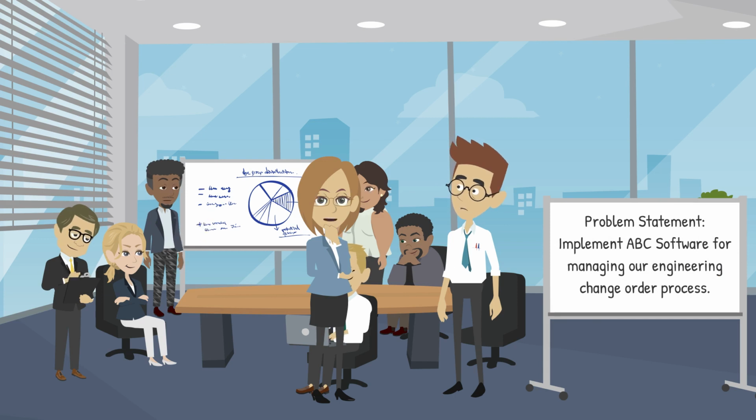I see. Let's talk about this one a bit. Let me understand the background of this problem first. You see, we have lots of ECOs, engineering change orders, going through at one time. This is causing us a lot of issues. A lot of things are falling through the cracks. We can't keep track of all of these changes.